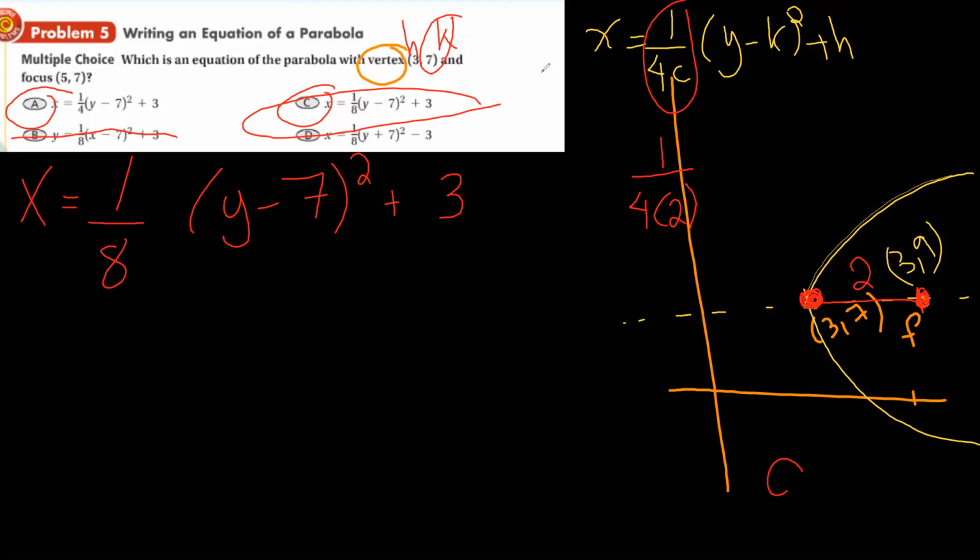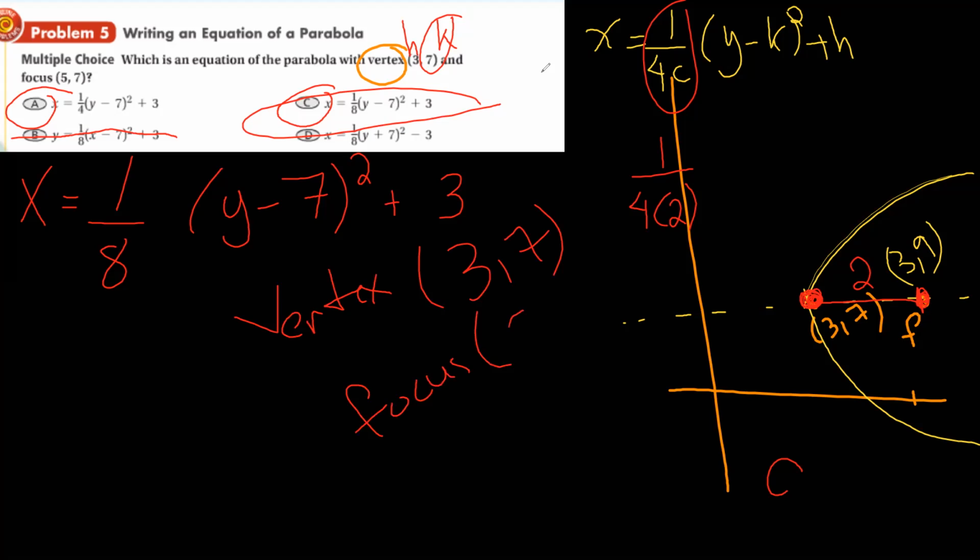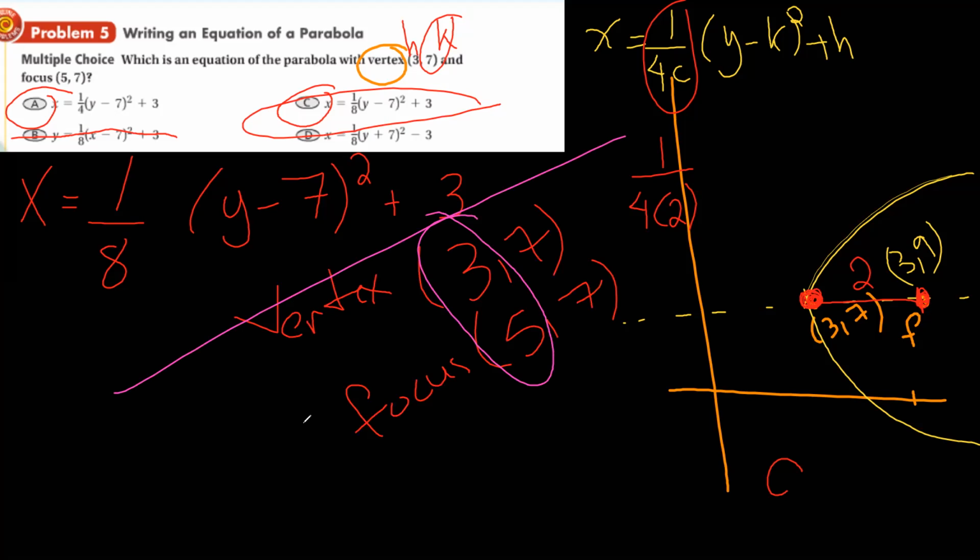Another way, I told you that the vertex is 3, 7, and the focus is 5, 7. Is it right? So from these two coordinates, I will conclude that since now the value of c is changed, I'm talking about a horizontal parabola. And the second thing, can you subtract 3 from 5? Yes, I will get 2. This 2 is c.